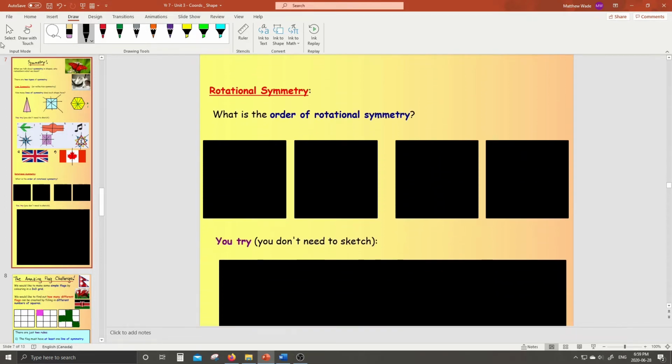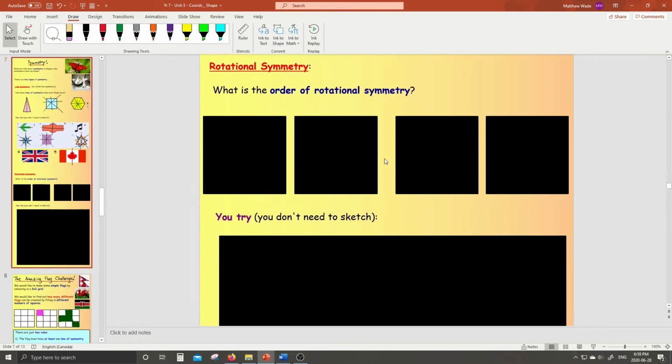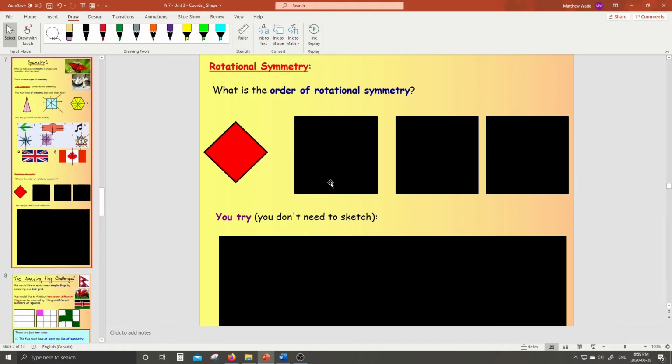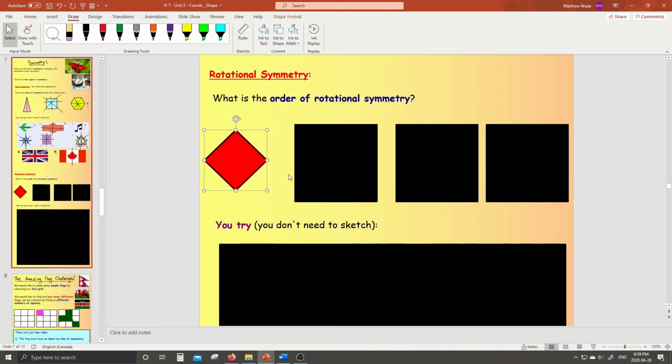Next little bit, guys. Rotational symmetry. Now, this is kind of neat. I'm going to go through this quick, but there's something called the order of rotational symmetry, okay? Rotation symmetry is this. If you twist a shape around, how many times does it click onto itself?